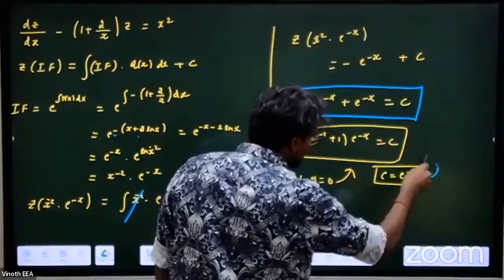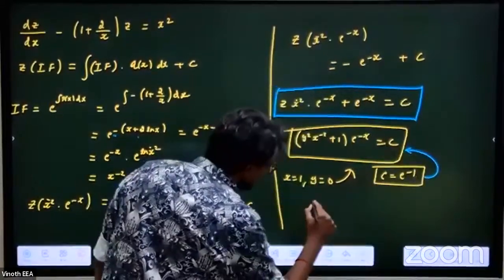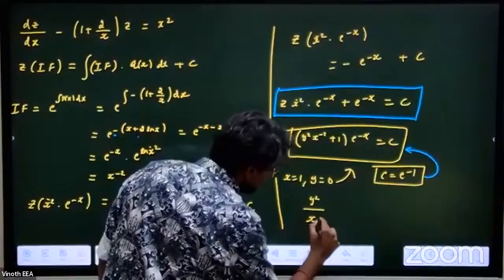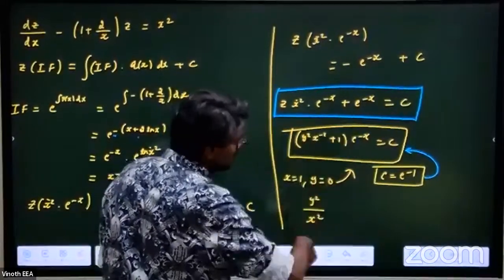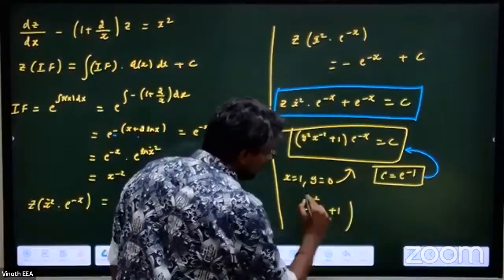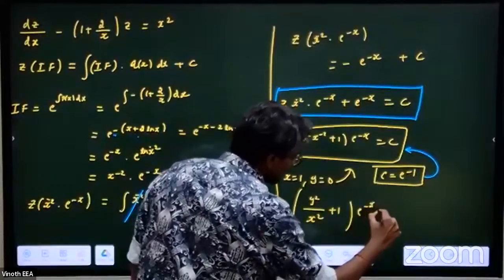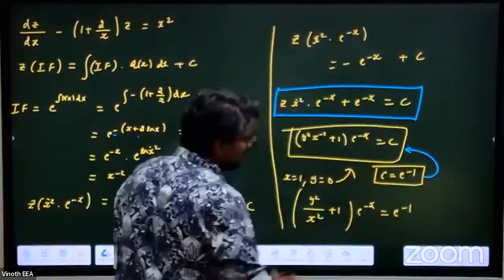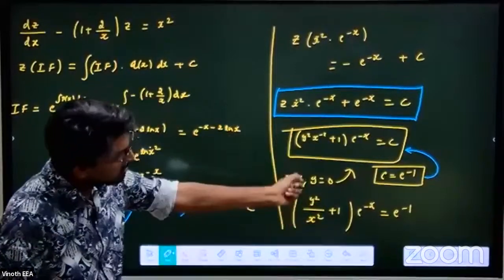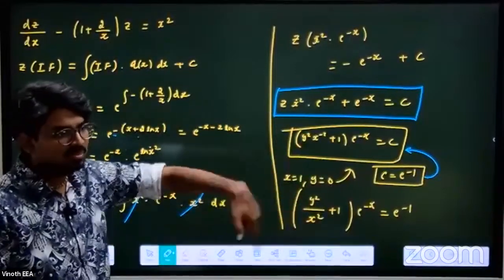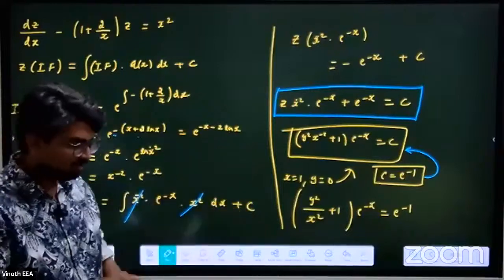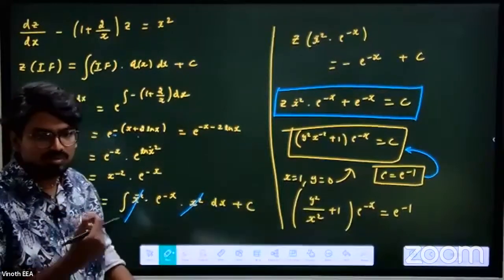So just substitute it. y square by x square, e power minus x power minus 2 I am taking to the denominator, plus 1 into e power minus x, which is equal to e power minus 1. Bring this e power minus x to that side. Apply logarithm on both sides. You will get whatever is there in the option.